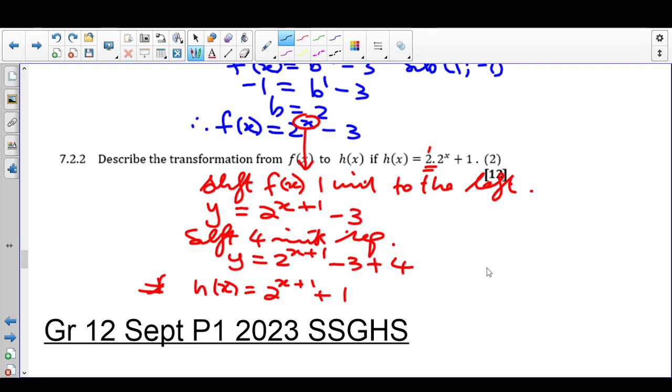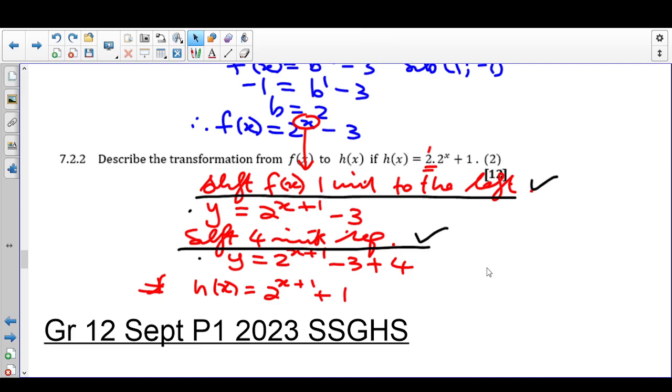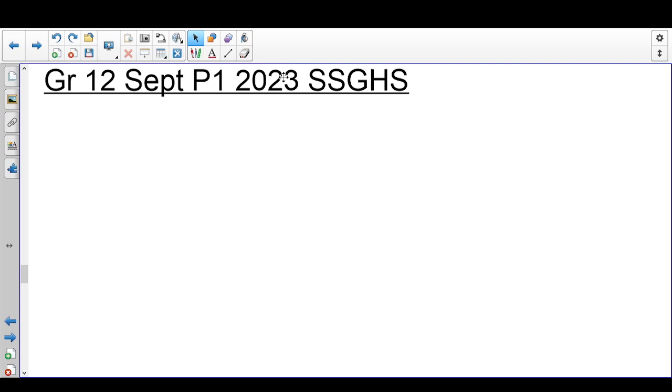Okay, 2 marks on the sum here. 1 you'll get there, 1 you'll get there. Do I need to show this in between? No. Okay, let's just do that to show you actually what's happening to the equation.